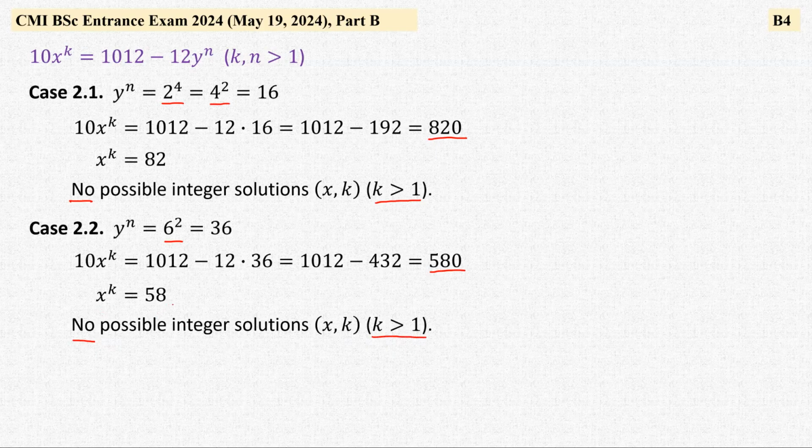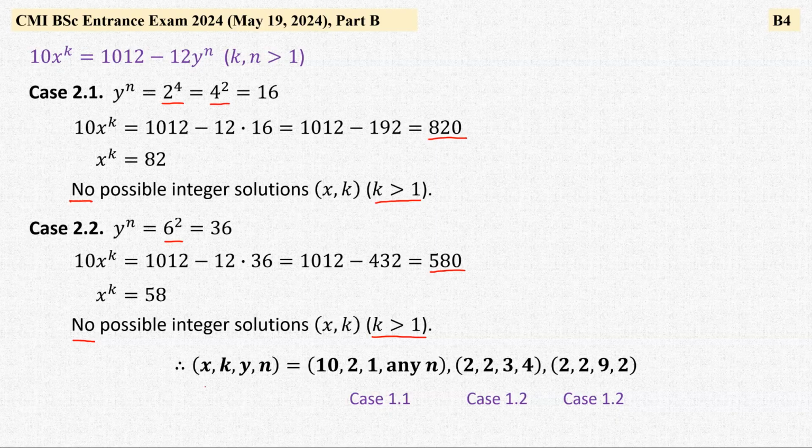Therefore, there are no solutions for case 2, hence the entire solutions are from case 1, which are (10, 2, 1, any n), (2, 2, 3, 4), and (2, 2, 9, 2).